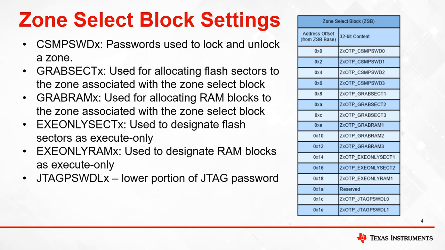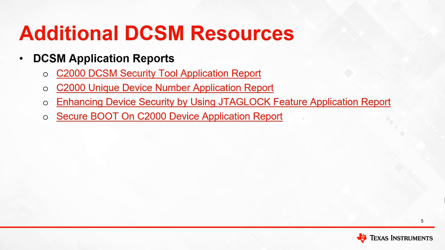The JTAG password low fields are used for programming the JTAG lock passwords. These are used along with the JTAG password high fields in the zone header to disable the JTAG lock feature. More information on this feature is available in the Advanced Settings video in this video series, as well as the Technical Reference Manual. This concludes the DCSM link pointer and zone select block video.